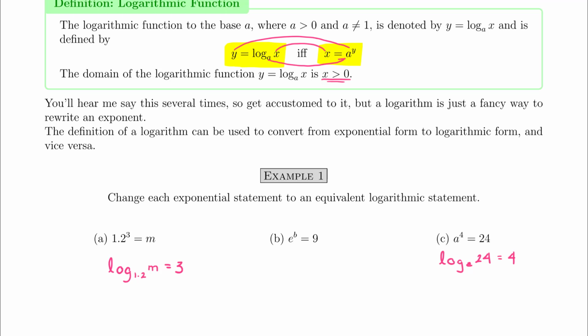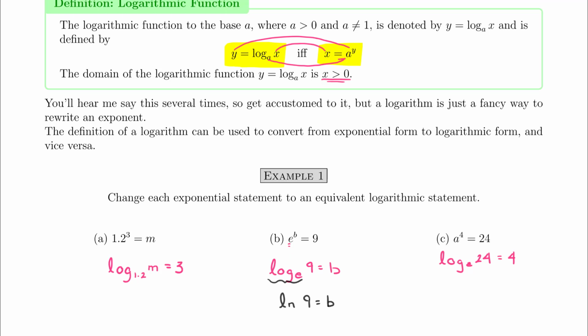Now the reason I said part B was interesting is because of the incorporation of e. If we first write it out as a logarithm, we get log base e of 9 is equal to b. We traditionally do not see log base e. It actually has its own notation. Rather than log base e, we would write natural log of. Anytime you see natural log, it is a logarithm of base e.